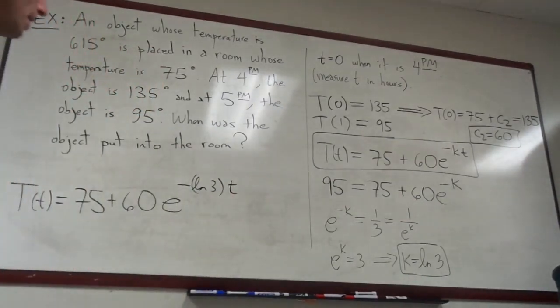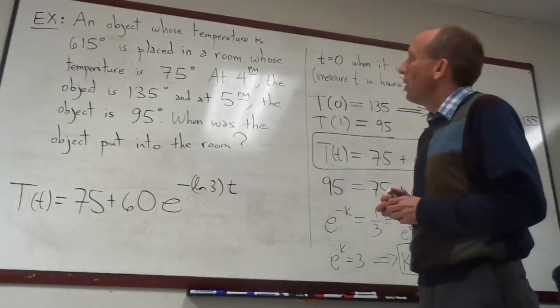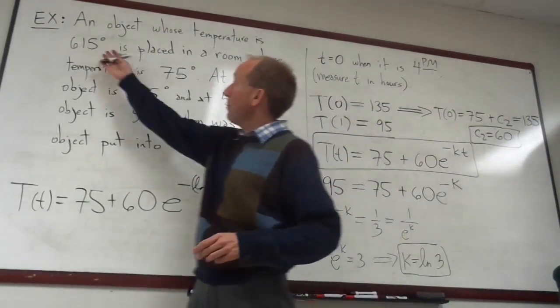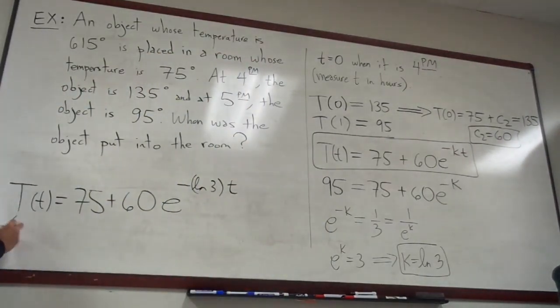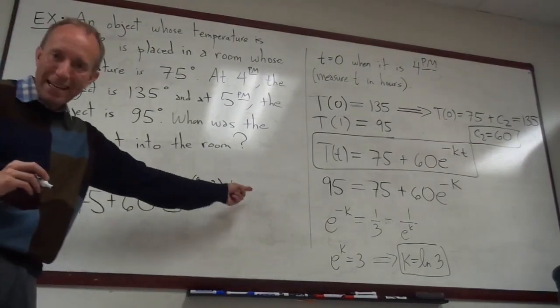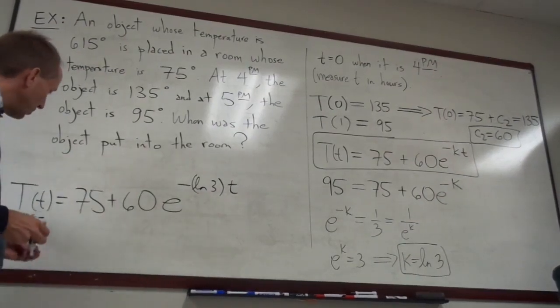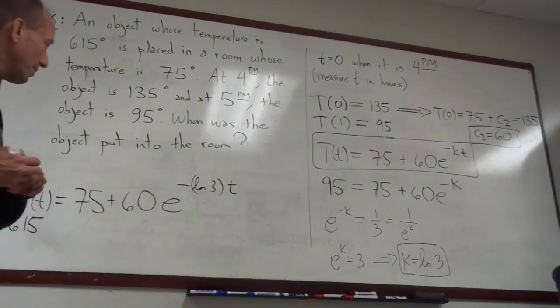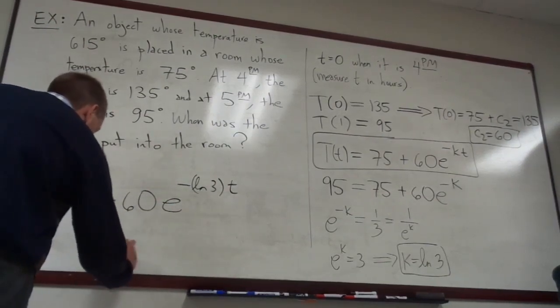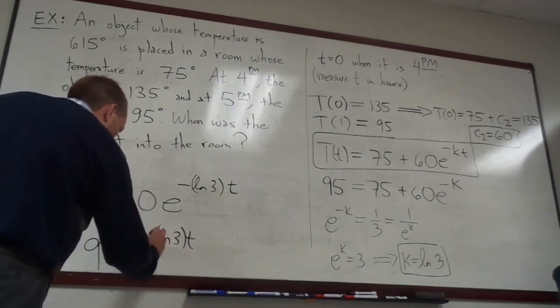And the question is just asking us, when was the object put into the room? Well, that'll be whenever the temperature was 615. So I can put 615 in right here for the temperature and solve for little t now. That's all we have to do. 615 minus 75 is 540. We take 540 and divide it by 60 and we get 9. So 9 is equal to e to the negative ln of 3 times t.